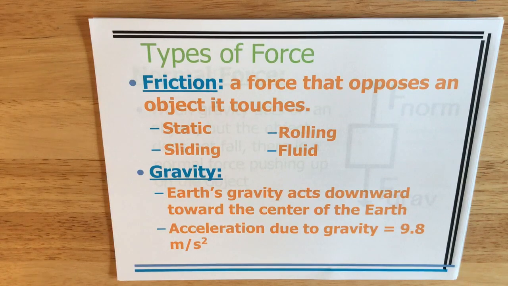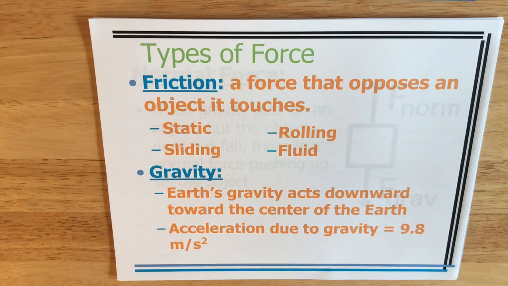The other type of force is gravity. So gravity is always going to be acting downward towards the center of the earth. So that's what keeps us from floating up into space. Gravity's pulling us down. Everything always has gravity acting upon it and pulling down. So when we start doing these little diagrams in a minute, you're going to see that you're going to have a gravity force, and it's always going to be going down.